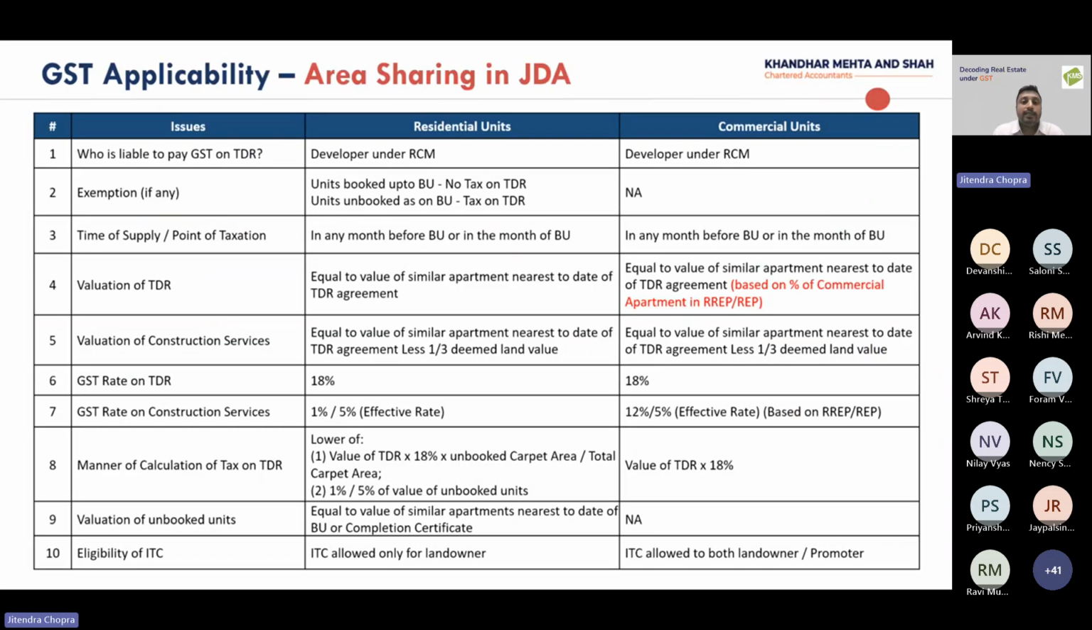This table summarizes the taxability of the entire area sharing structure for both TDR and construction services. So important concepts are: promoter liable under RCM, exemption for booked residential units, valuation linked to similar apartments, GST applicable on unbooked units for residential projects, and ITC restricted.